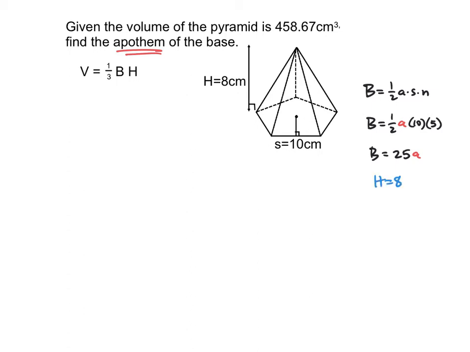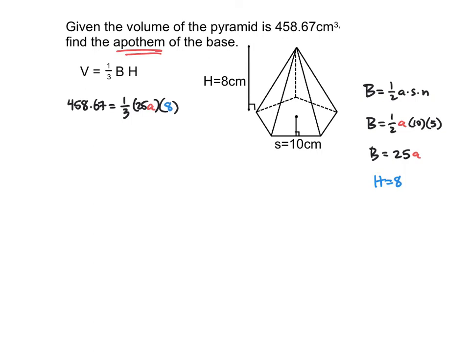So the volume, which is given, which is 458.67, is equal to 1/3 times the area of the base, which was 25a, times the height, which is 8. So my goal in all of this is to solve for lowercase a, the apothem. So in doing that, I'm going to use some inverse operations.